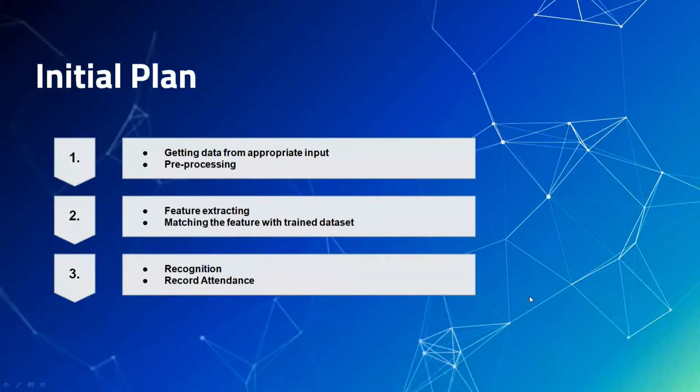Classification can be done by various algorithms like PCA, KNN, and SVM. After the classification is done, it is matched with the training data set and the recognition of the face is done. If the face is recognized, the attendance will be recorded.